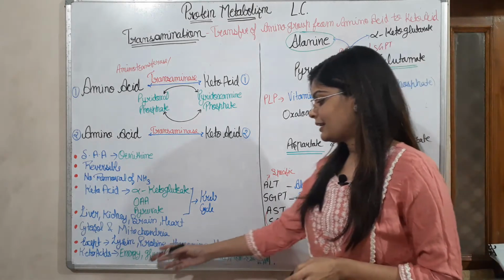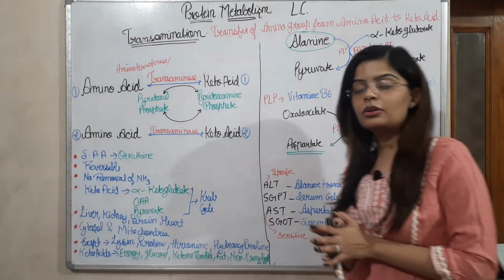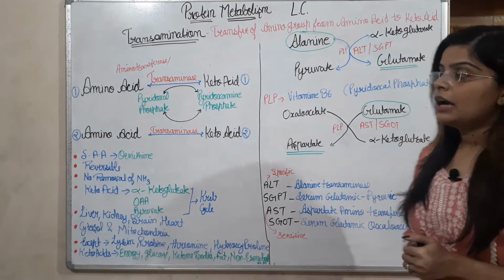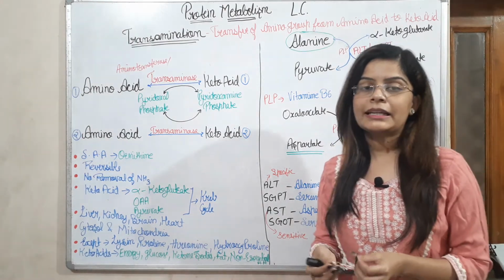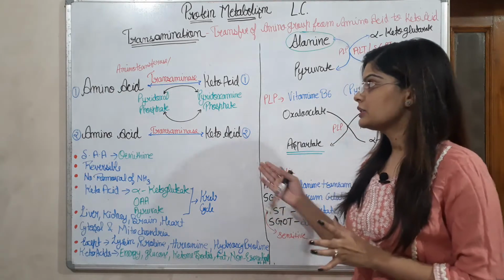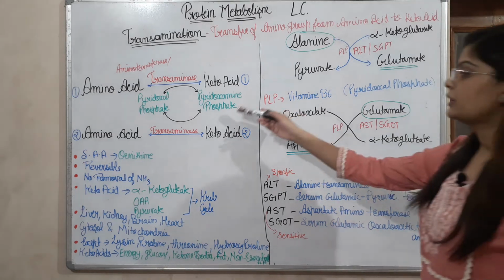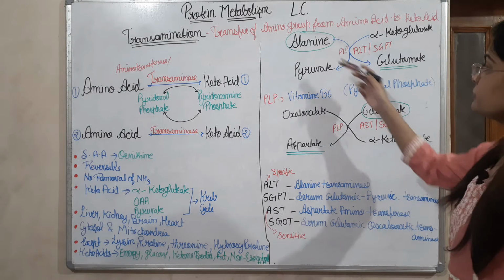Then this keto acid, what will it do? It can provide energy, or it can form glucose, ketone bodies or fat, or a non-essential amino acid. This process is going on in the essential amino acids, which come from dietary protein. The amino acids we take in our diet undergo this transamination process, and this reaction will get clear here. First of all, we take an example like alanine.